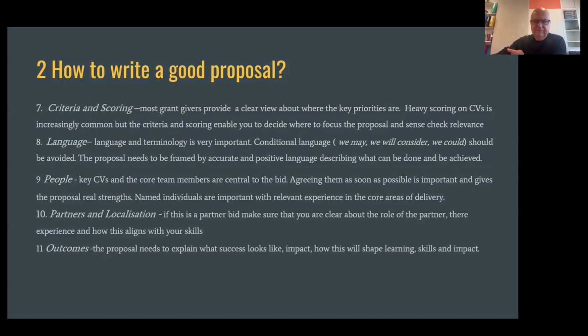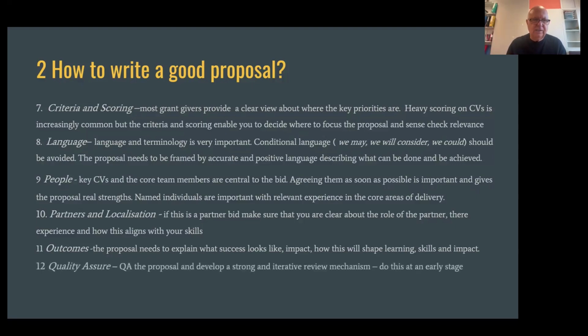And then be clear about what the outcomes are. What does success look like? One of the things that most grants and foundations want to know is, if we give you £2 million, what do we get at the end of it? What will success look like? And that's not really just about a list of metrics. It's about saying what the transformational change will be. How will this help shape learning? How will it help shape skills? How will it help shape engagement and impact? So you've got to be very clear about what success looks like.